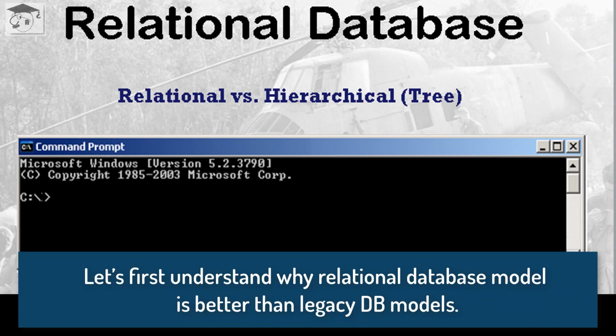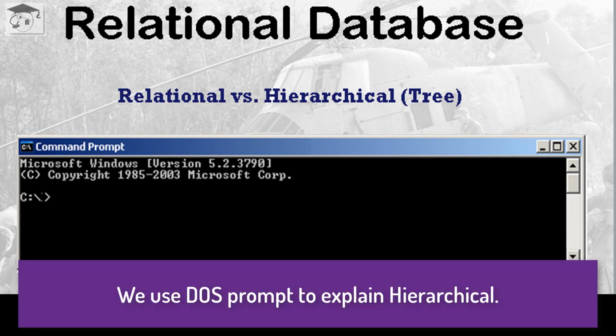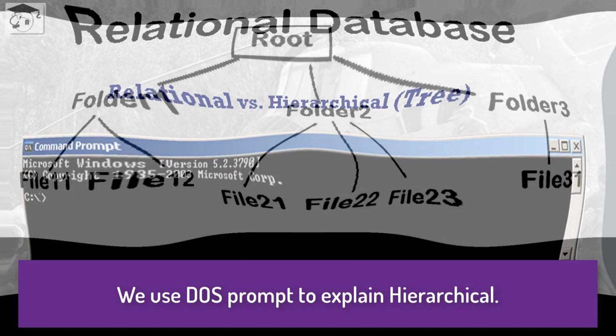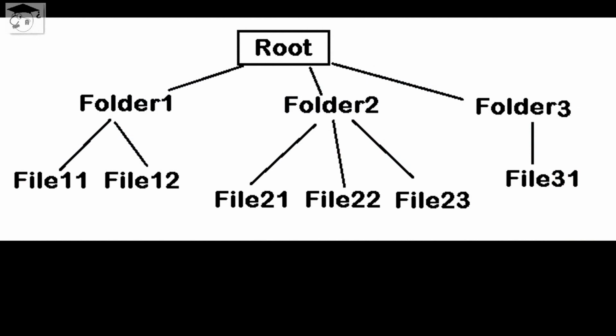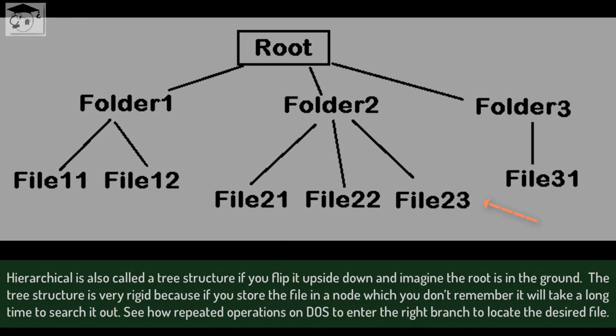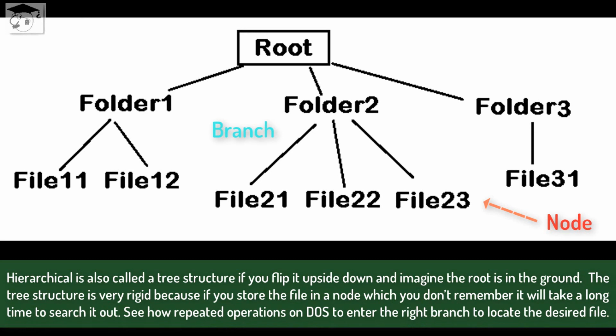Let's first understand why the relational database model is better than legacy DB models. We use the DOS prompt to explain hierarchical. Hierarchical is also called a tree structure if you flip it upside down and imagine the root is in the ground. The tree structure is very rigid because if you store the file in a node which you don't remember, it will take a long time to search it out.